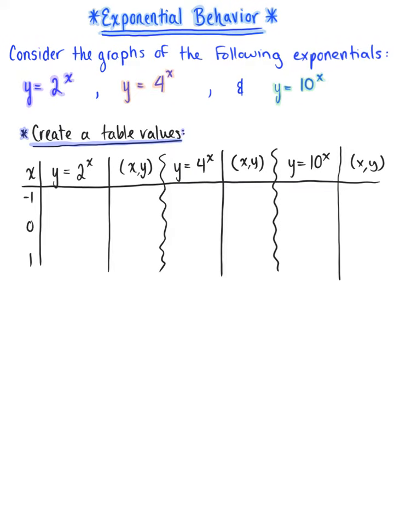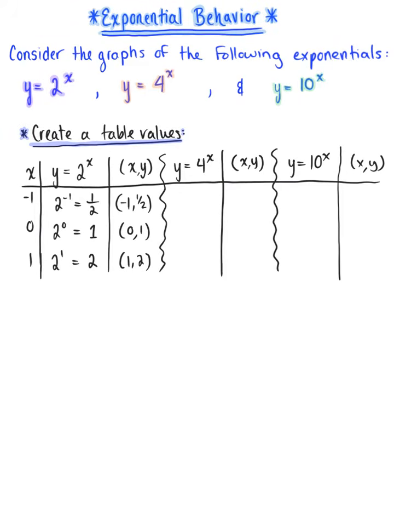Starting with y equals 2 to the x. When x equals -1, we have 2 raised to the -1, which is equal to 1/2. So you have the ordered pair -1, 1/2, or 0.5. When x equals 0, we have 2 to the 0, which equals 1, so we have the ordered pair 0, 1. And when x equals 1, we have 2 to the first, which leaves us with 2, giving us the ordered pair 1, 2.